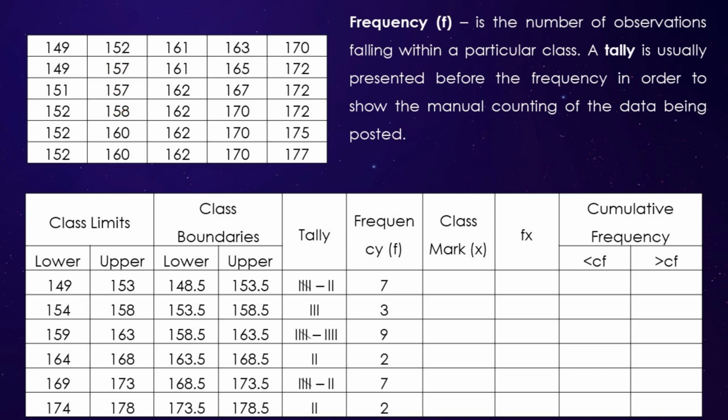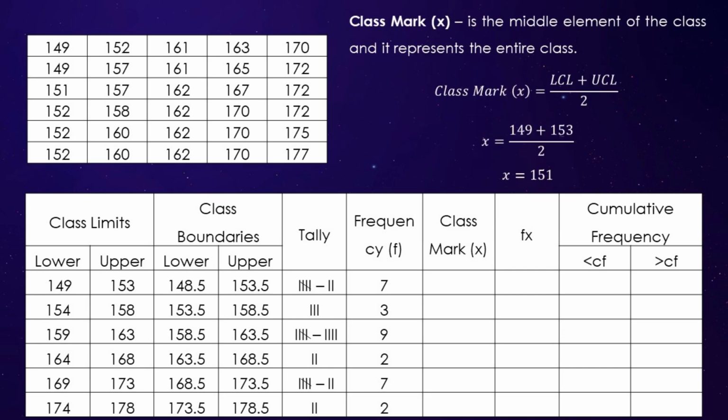Once you've tallied the data, the next step is to calculate the class mark for each interval. The class mark, also known as the midpoint, is the average of the upper and lower class limits. To calculate it, simply add the upper and lower class limits together, then divide by 2. Class mark equals 149 plus 153 all over 2, which gives us 151. Apply it to each of the data to complete the class mark. You may pause the video to calculate them all.